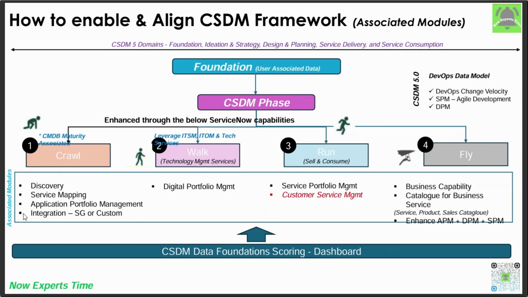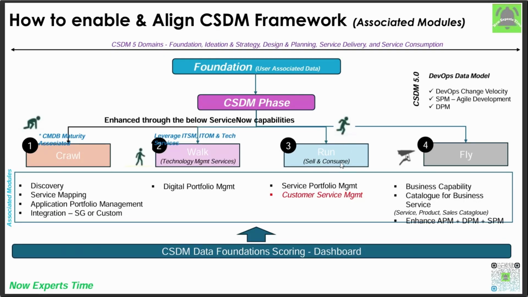Additionally, there is foundational data available in this crawl. The foundational data represents your user, business unit, department, etc. So those areas will support you. Next is walk, digital portfolio management. Digital portfolio management is one of the components. It is already available in the ITSM professional license, or if you have an SPM professional license, you can use digital portfolio management and define your business services, technical services, those types of definitions.